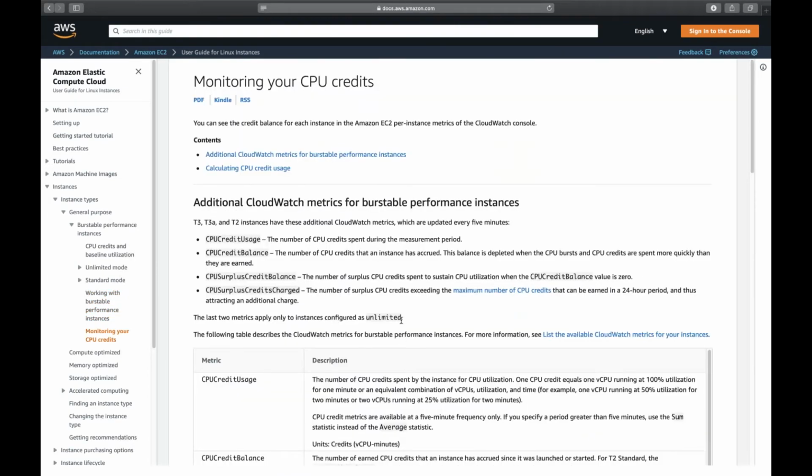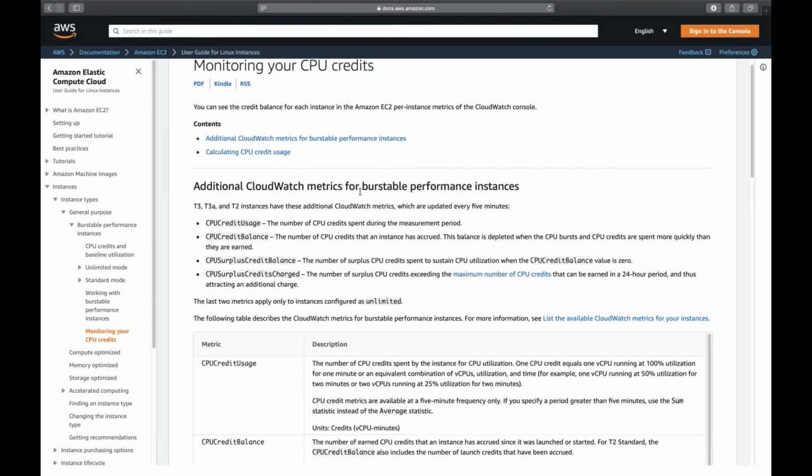How do you monitor your CPU credit? Okay. In the CloudWatch metrics, these values are updated every 5 minutes. This is an important question, so you can take a note. How do you monitor your CPU credits? You need to go to CloudWatch, and there it is updated every 5 minutes. This applies to T3, T3A, and T2.